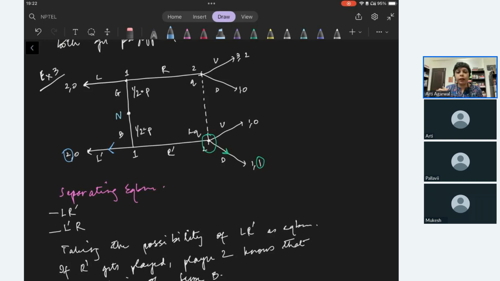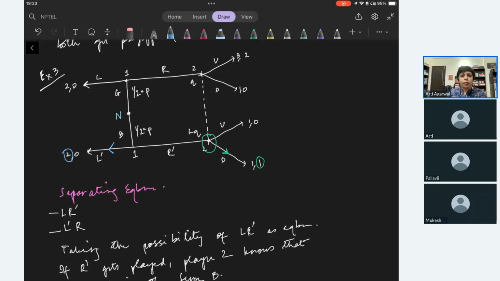We started with the proposition that L R prime is an equilibrium. Now we are checking if it is an equilibrium. Okay, so we are saying that player 2 knows with certainty that R prime has been played. He is taking Q as equal to 0. Then he is deciding his strategy. So he has decided that he is going to play D.